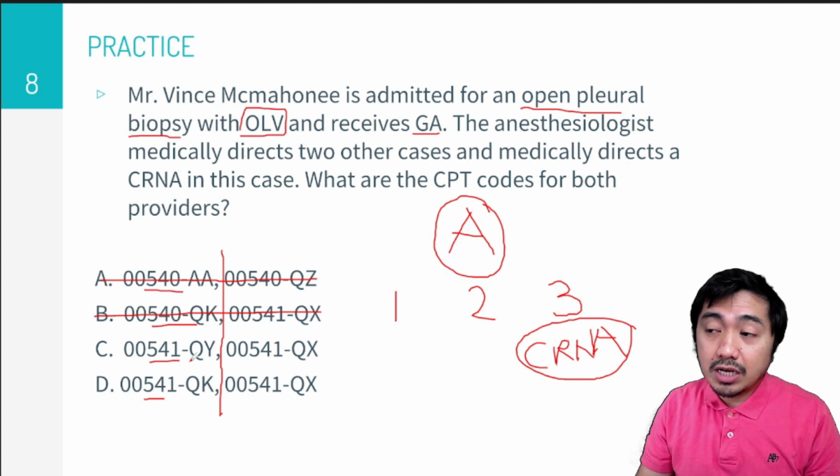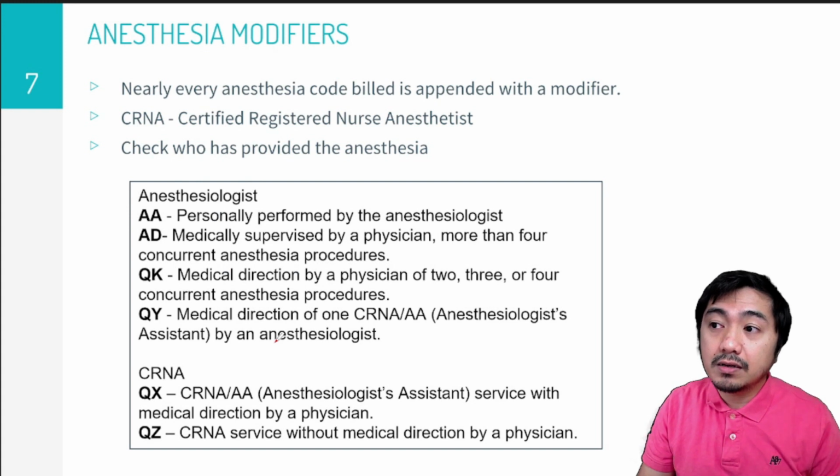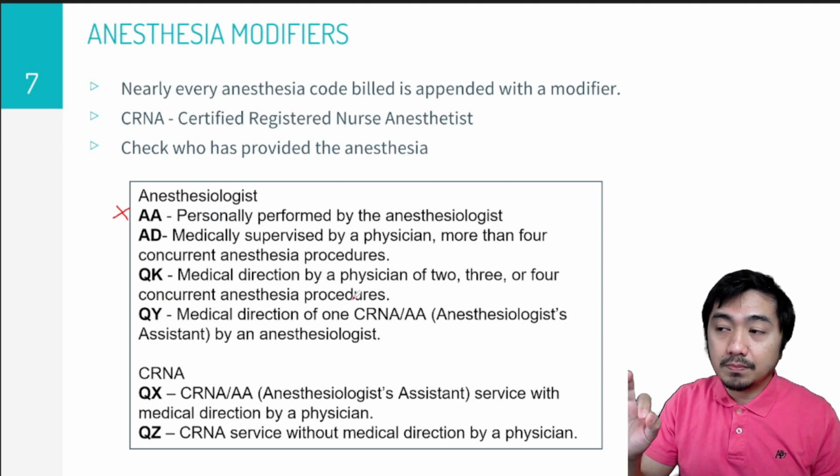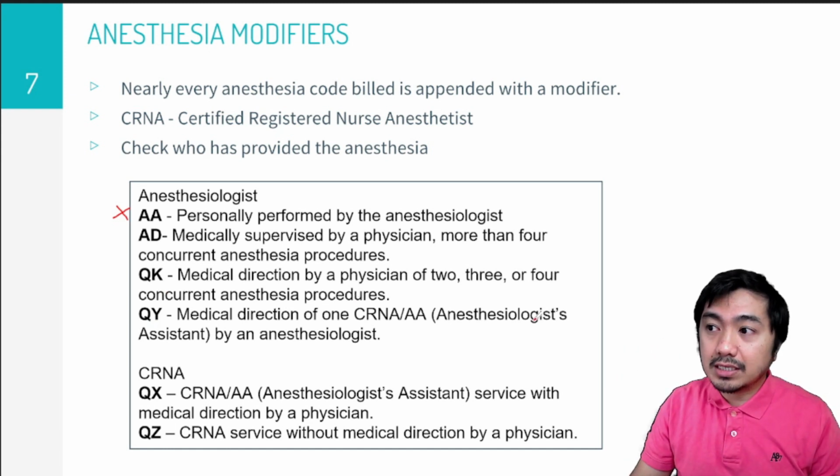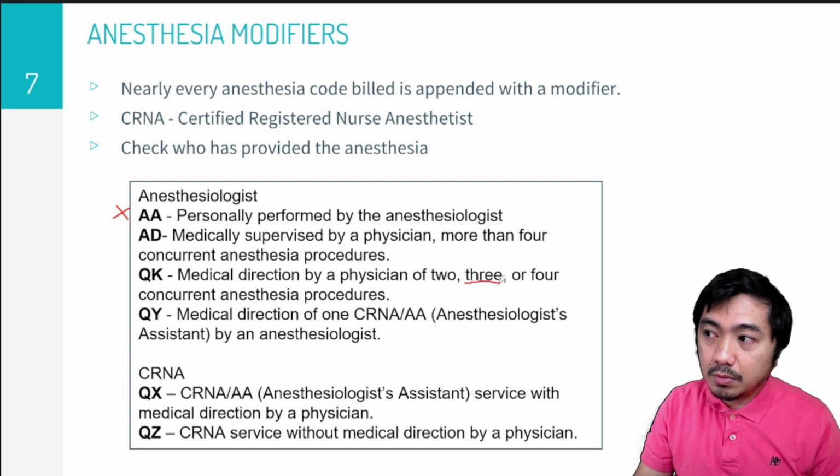Let's check first what's the appropriate modifier for the anesthesiologist. How many cases does this anesthesiologist direct during the procedure? It's 3. If you go to your modifiers earlier, we will not be choosing AA, of course. So it's between AD up until QY. But let's check the magic number here, 3. So 3 cases, that is where we'll be picking our modifier. So we'll choose QK. Please be aware of this, guys.